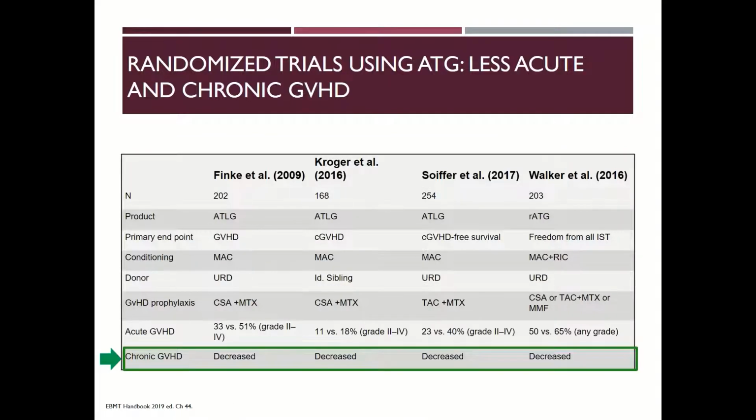Before I move on, I want to say a few words about ATG, a very important preventive strategy that causes in vivo T-cell depletion. At least 4 important randomized clinical trials have been published between 2009 and 2017, including the Canadian trial led by Dr. Irwin Walker, in which many Canadian transplant centers participated. Although the product used, the primary endpoint, the conditioning, the donor, and sometimes GvH prophylaxis varied from trial to trial, the results are fairly clear. The use of ATG in vivo T-cell depletion decreased rates of chronic graft-versus-host disease, and this strategy is highly encouraged in both unrelated donor and related donor transplants.